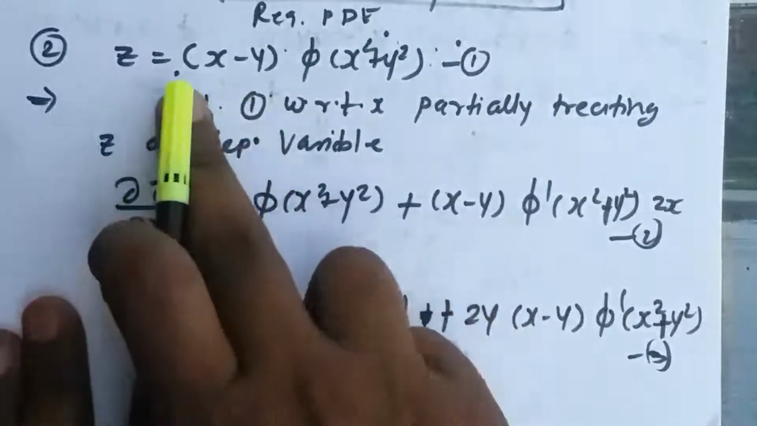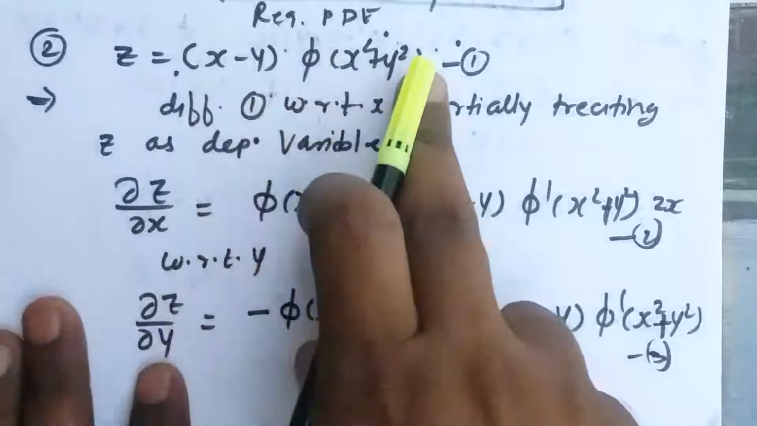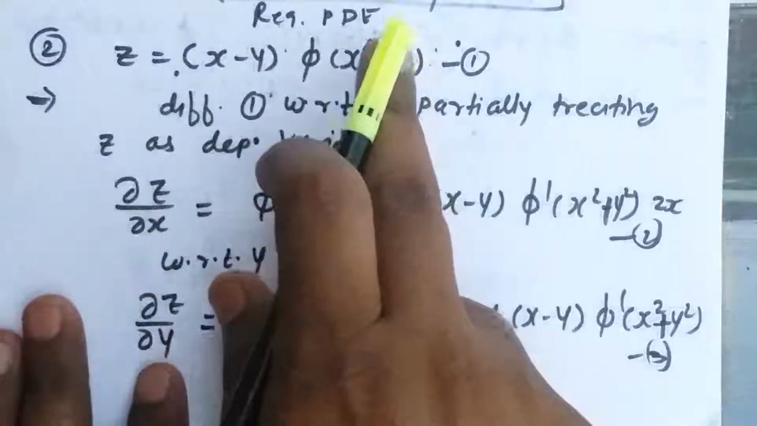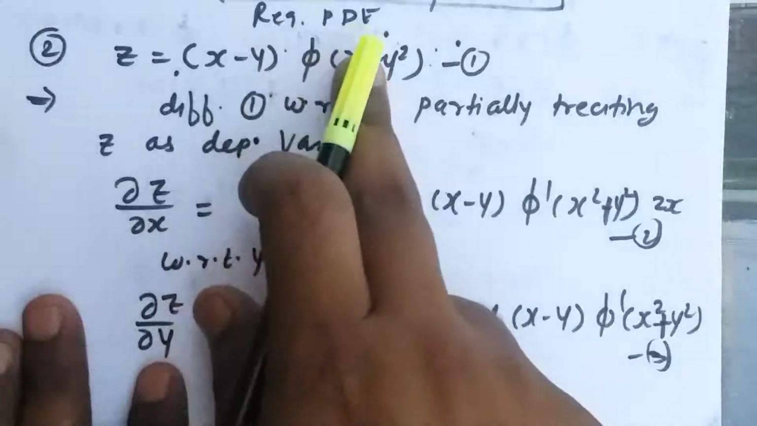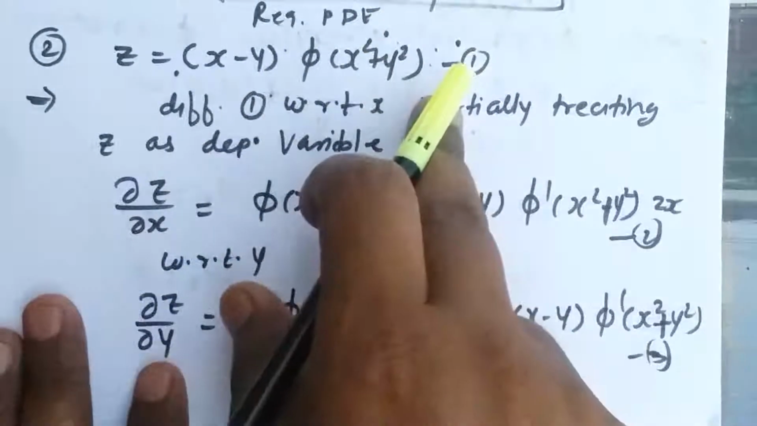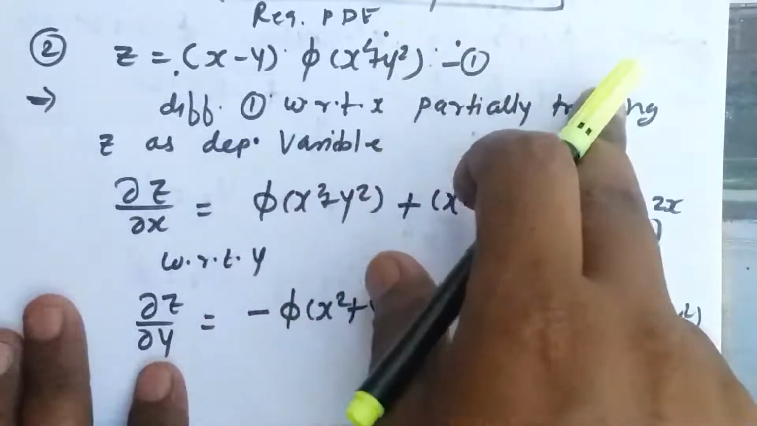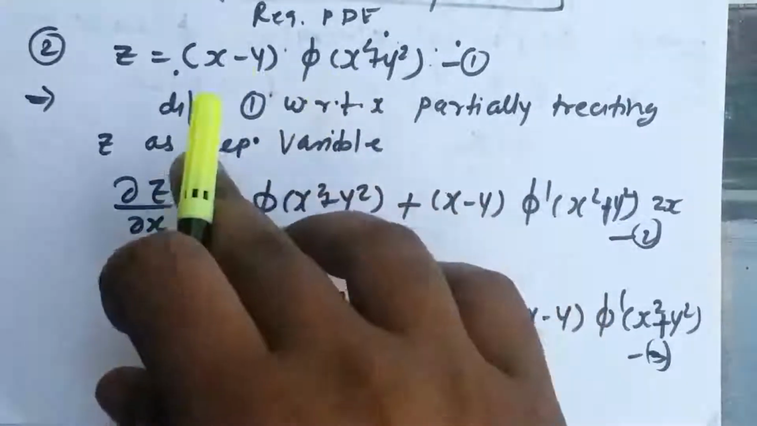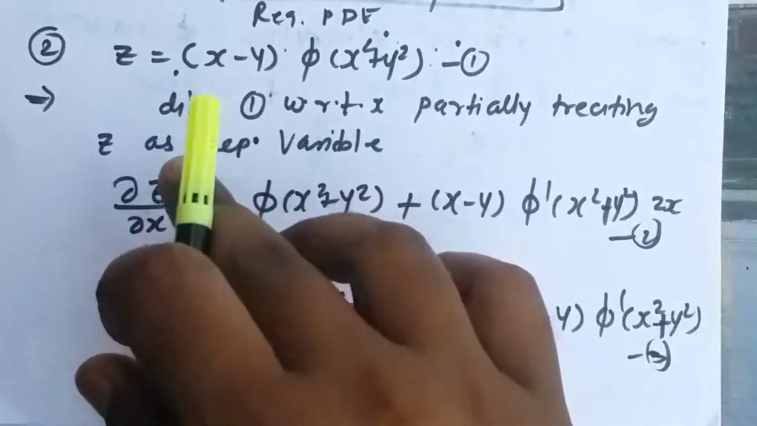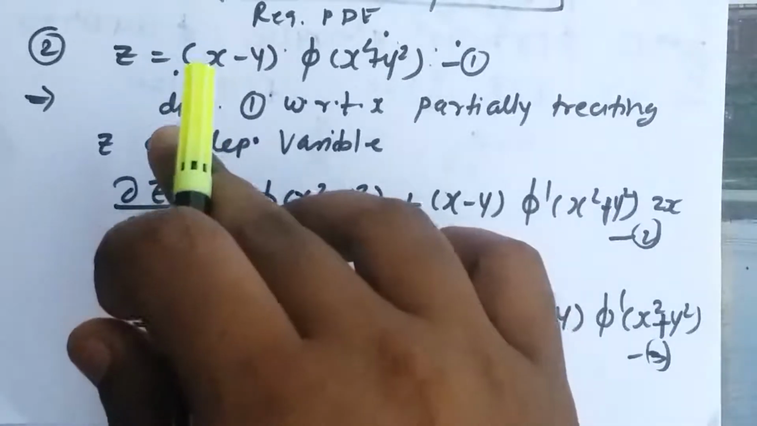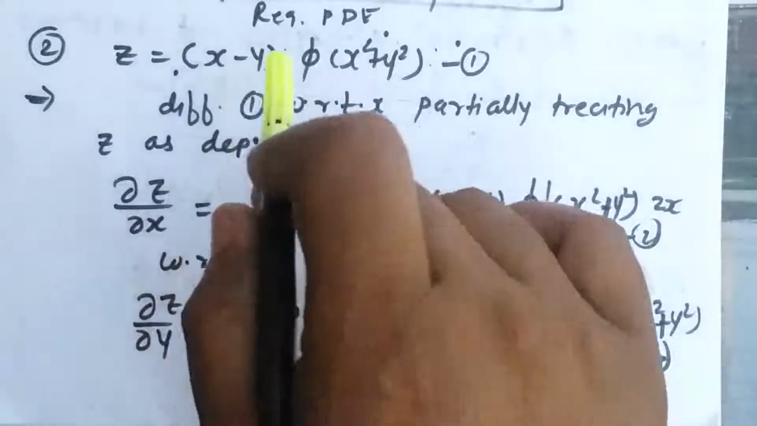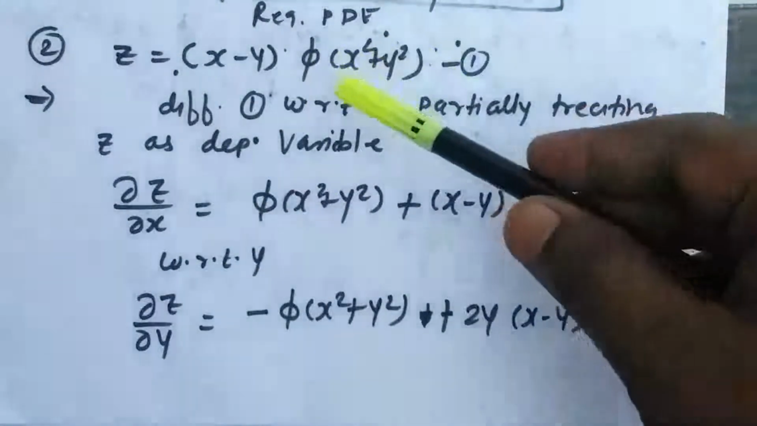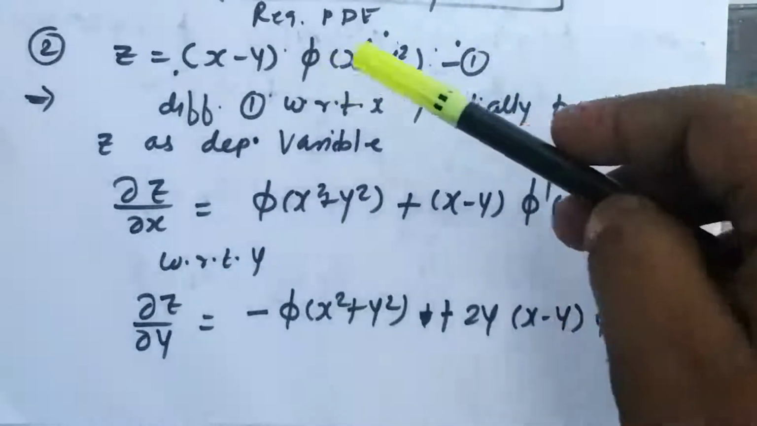Let us see. If z equal to (x minus y) into phi of (x square plus y square), where phi is an arbitrary function, then whenever you have such a relation in front of you, differentiate that relation partially with respect to x, by considering z as the dependent variable. So we get del z by del x, right? And x and y are independent variables. Phi is an arbitrary function.